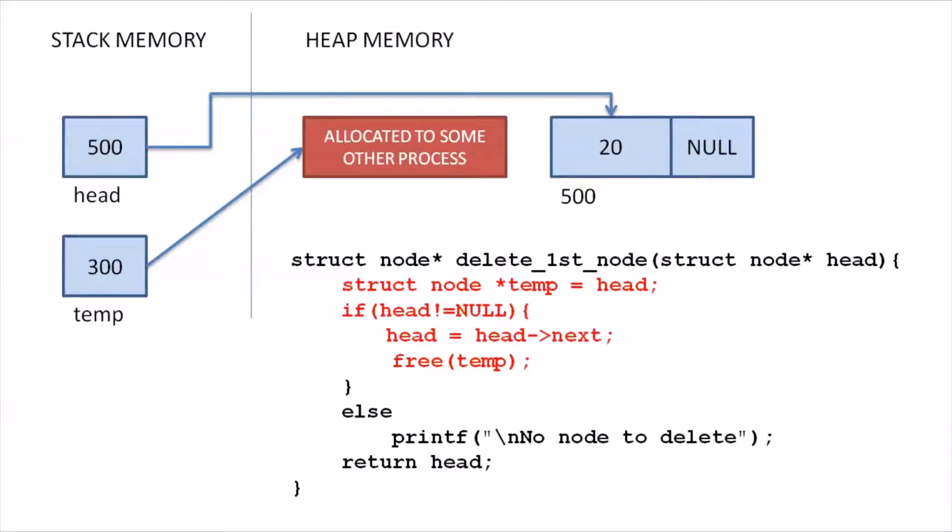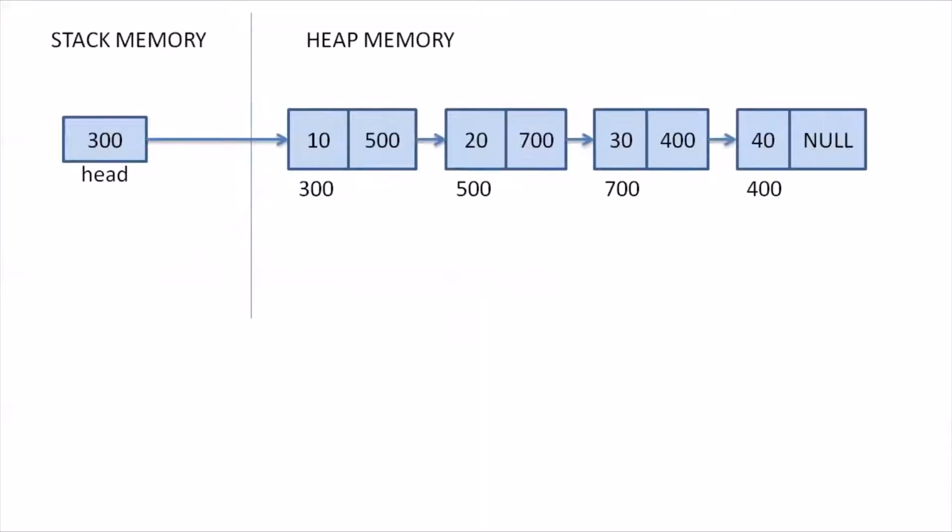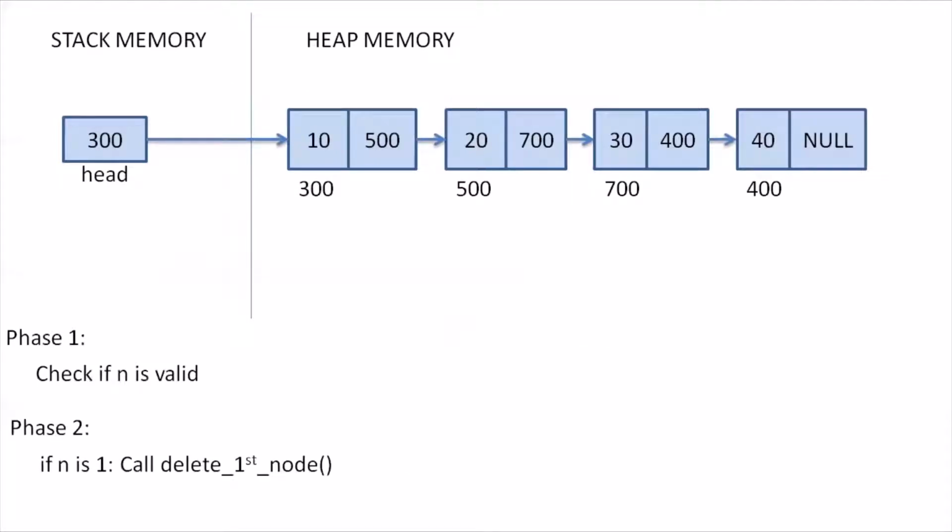However, we also identify whether the linked list was initially empty by checking whether the value of head is null or not. If head is null, that means there are no nodes to delete, so we handle that case accordingly.